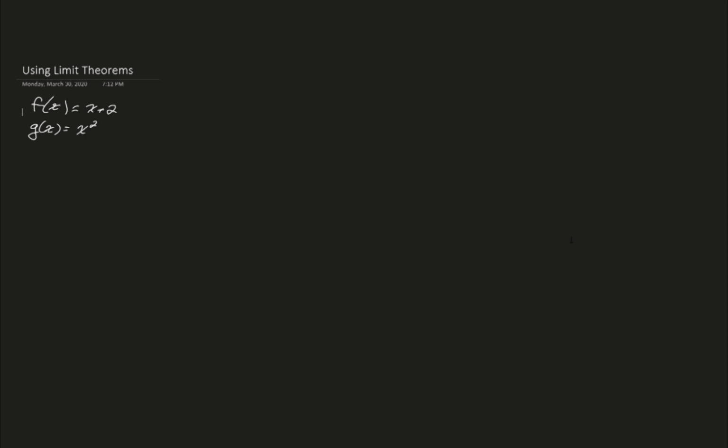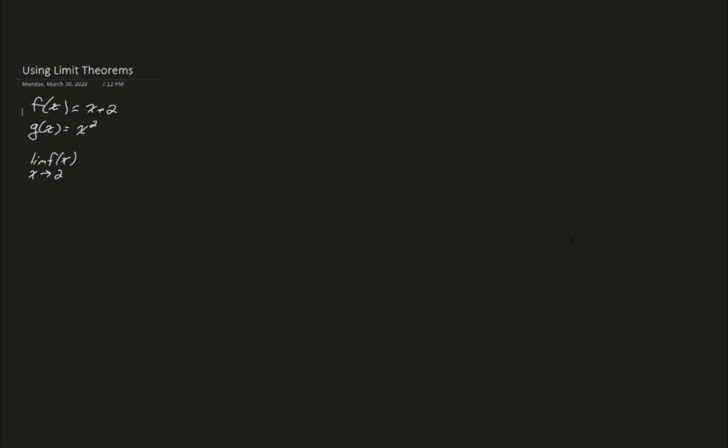Now we need to think of a couple ways that we could combine these functions and figure out limits. But first, let's think about some basic limits of these functions. Let's find the limit of f of x, and we'll find the limit of g of x as well, when x approaches something that we can control. Let's say x approaches 2. I'm just picking a number.